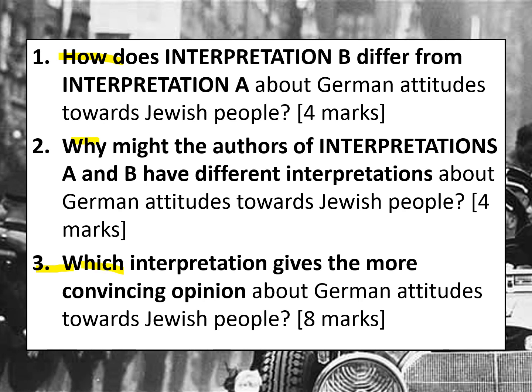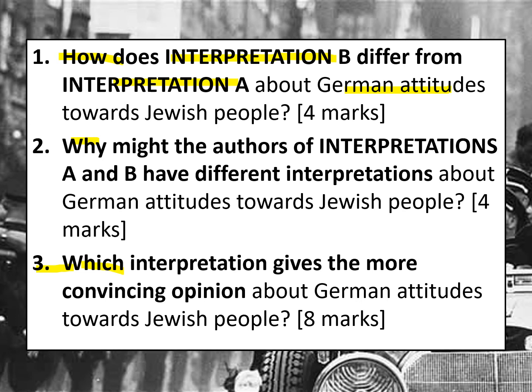So in question 1, the cats question, we need to think about content, and we'd have to think about what are both of them saying about German attitudes towards Jews. We'd pick out 2 quotes from interpretation A, we'd pick out 2 quotes from interpretation B, and then we'd do a 1-sentence summary of how they differ.